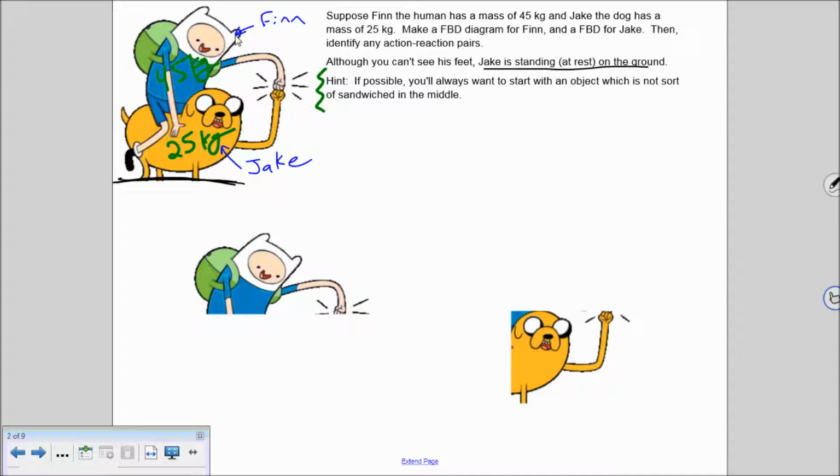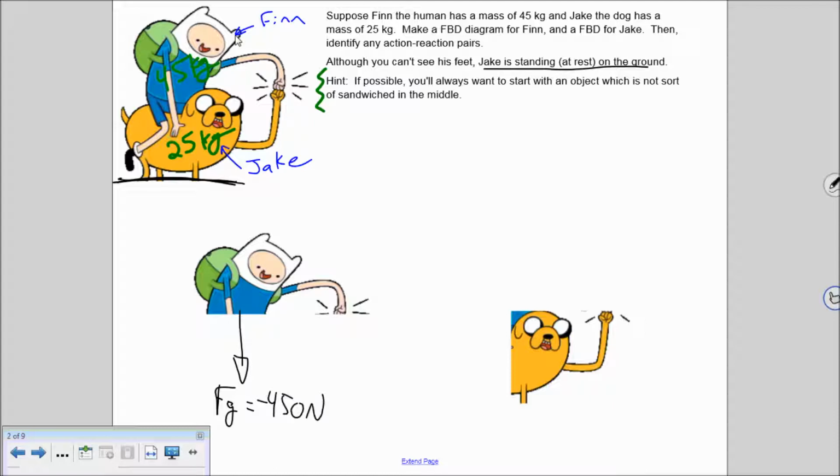Every time you make a free body diagram, you start with your force of gravity. So put in your force of gravity. Hopefully by now you know how to find that. That's just going to be his mass, 45 kilograms times negative 10, so negative 450 newtons.